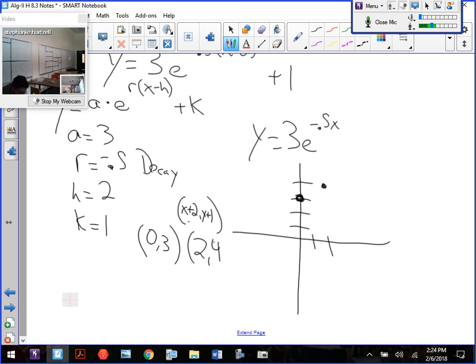So my parent graph, since this is decay, is doing this. Where do you think your new horizontal asymptote is going to wind up? At 1, good. You still have that horizontal asymptote at your K value, just like we did before. It doesn't change anything. So your new graph then is just that. That's really all you can do about it. That's what's nice about graphing e's. Really only one thing to do.